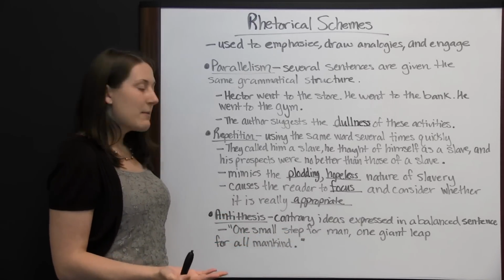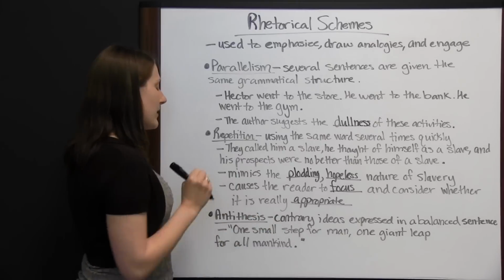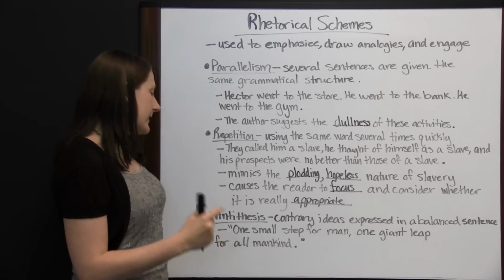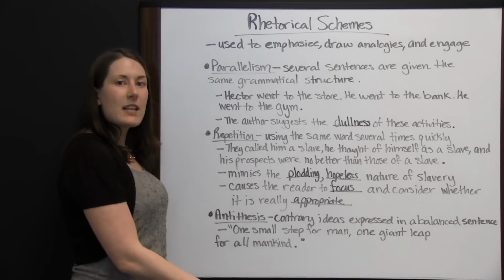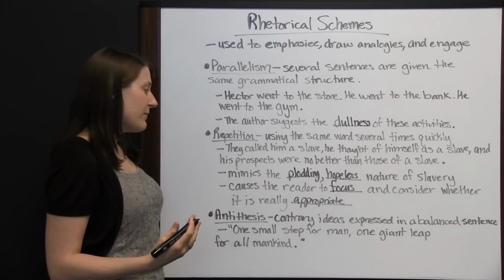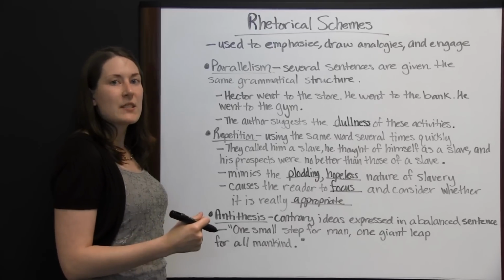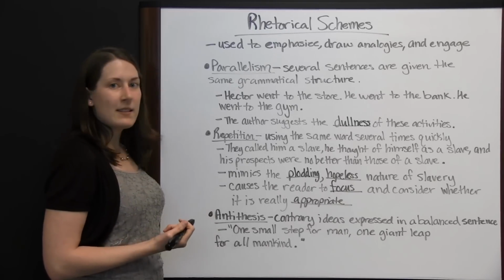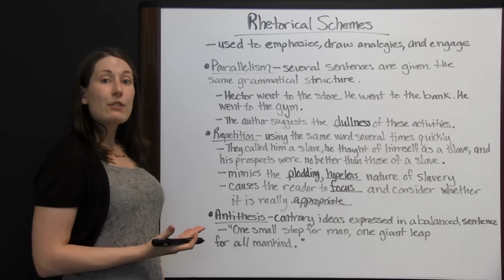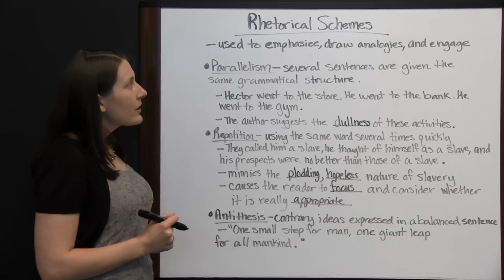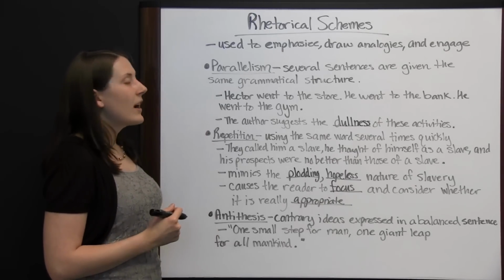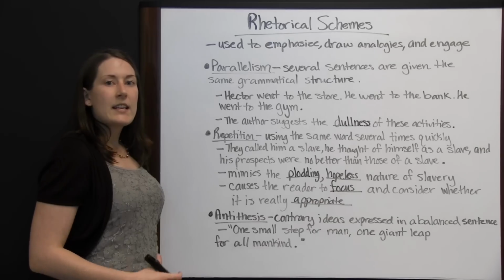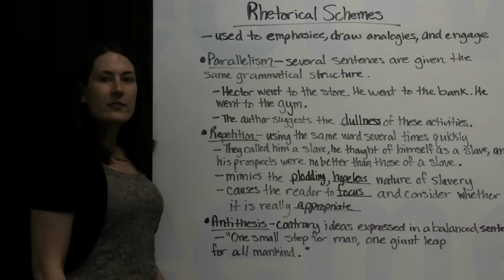And you understand what he means. One small step for man, one giant leap for mankind. Being able to step foot on the moon was a huge leap for mankind, even if it was just a small step literally. So this is an example of antithesis. So in your writing, there are several rhetorical schemes that you can use to make your writing stronger and more engaging to the reader.